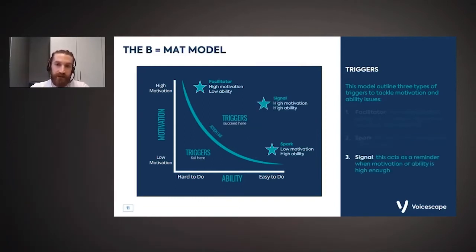Finally, we have signals. This is when motivation and ability are both high. Essentially, these function as reminders or prompts. A lot of the time when we fail to do something, it's simply because we've forgotten, not because we don't want to or don't have the ability to engage. So creating simple reminders can be a great way to signal tenants of the behavior that they need to complete.